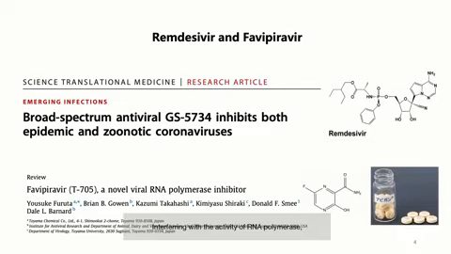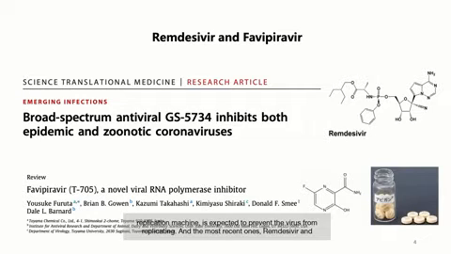Interfering with the activity of RNA polymerase, one of the most important antiviral targets at the heart of the transcription and replication machine, is expected to prevent the virus from replication. Among the most recent ones, remdesivir and favipiravir are the products that target RNA polymerase with their metabolites.